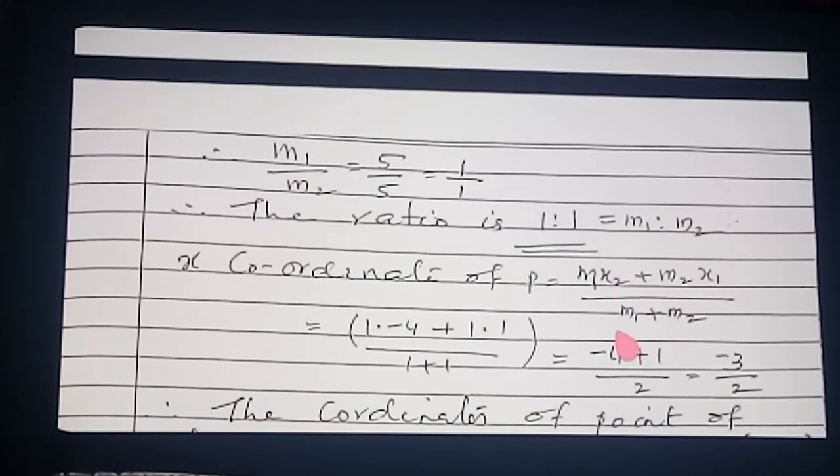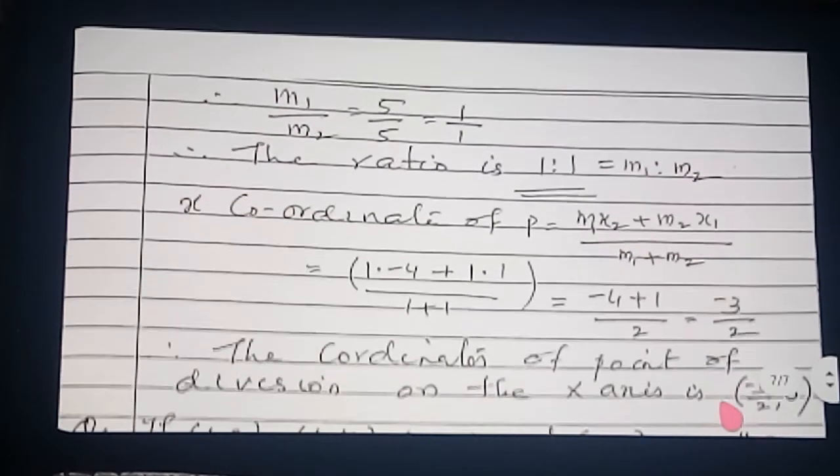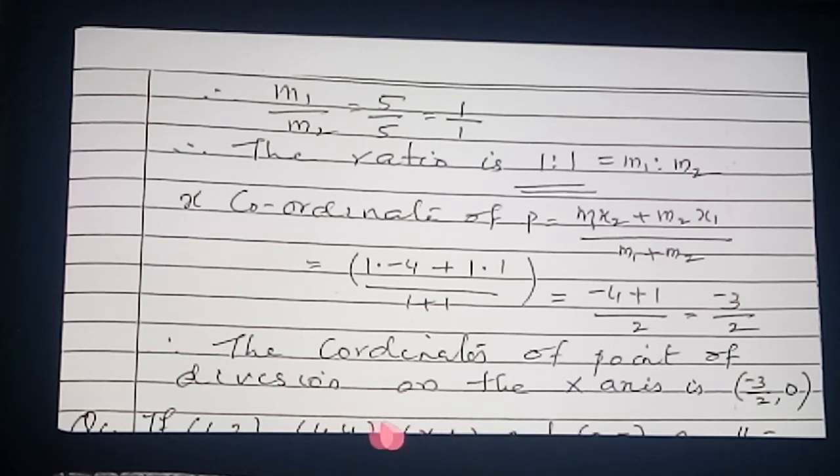But one point you remember, m1 and m2 both are 1 and 1. Therefore 1 into x2 is minus 4 plus 1 into x1 is 1, divided by 1 plus 1. So minus 4 plus 1, that is minus 3 by 2. Therefore the coordinates of the point on the x-axis you got as minus 3 by 2, 0.